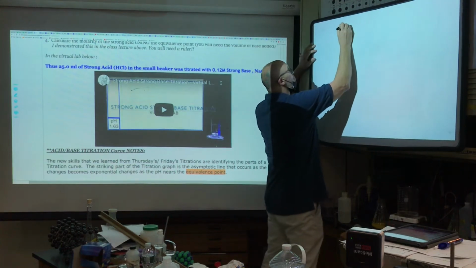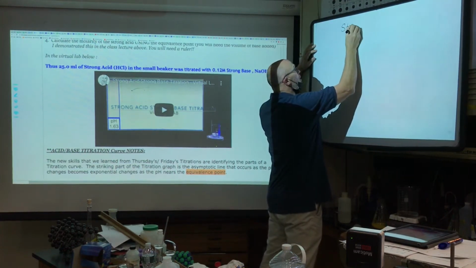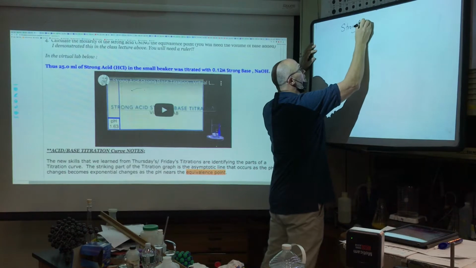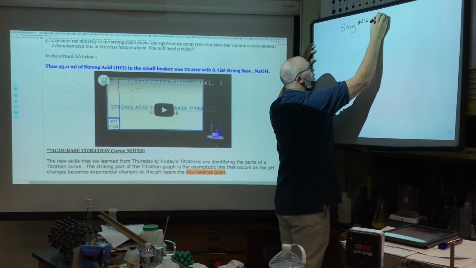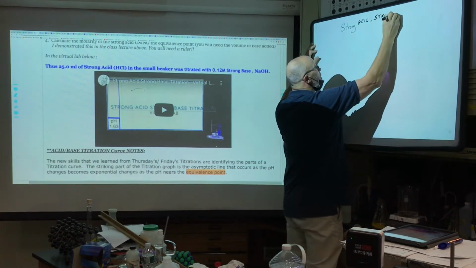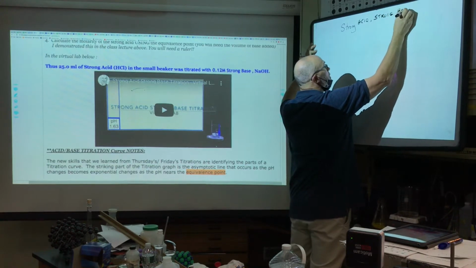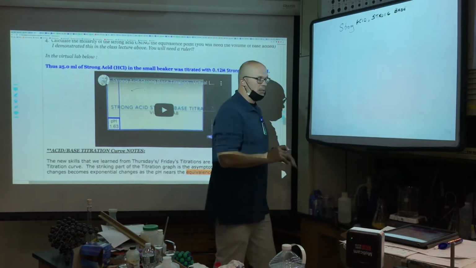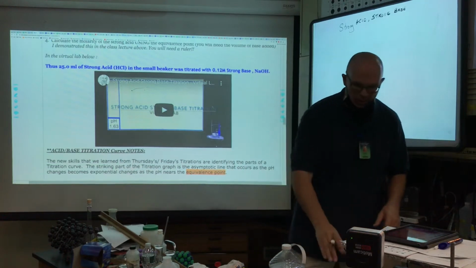This is the strong acid, strong base. Okay, so just to set this up so you understand what's going on.